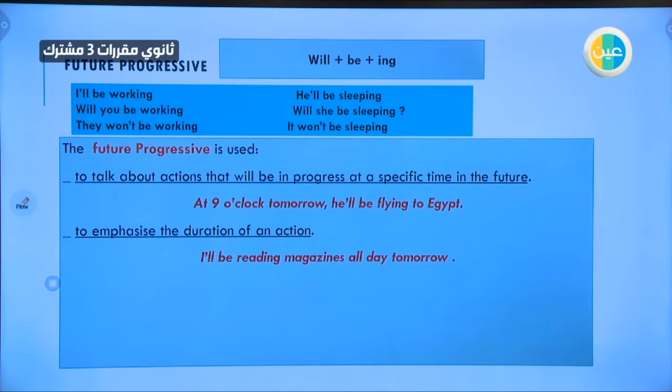Or to emphasize the duration of an action, that takes a long time. Like we say, I will be reading magazines all day tomorrow. So not just tomorrow, I also give you what? The duration of time, that all day I will do that. I will be reading a magazine all day tomorrow. So from all day, I'm going to use a progressive. Okay, it talks about the duration of the action.